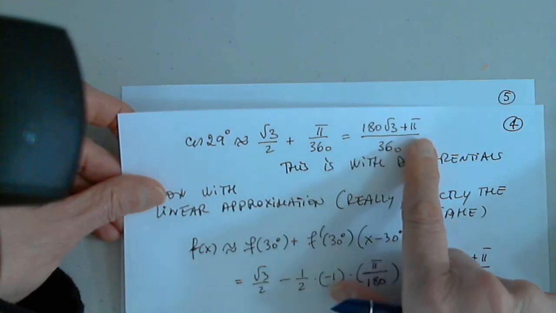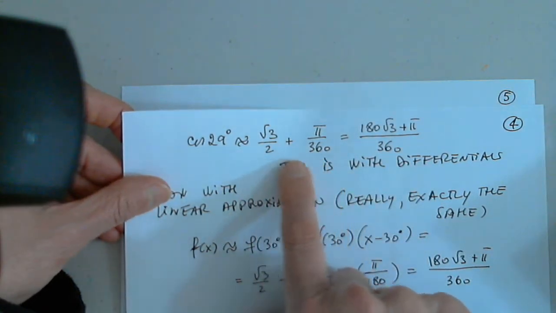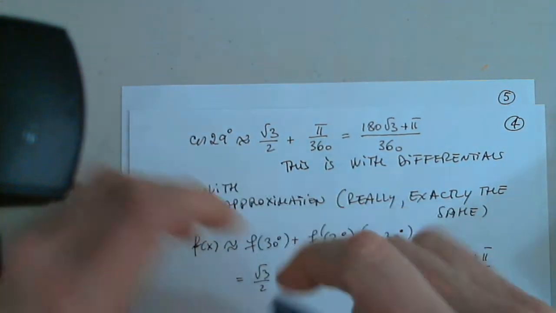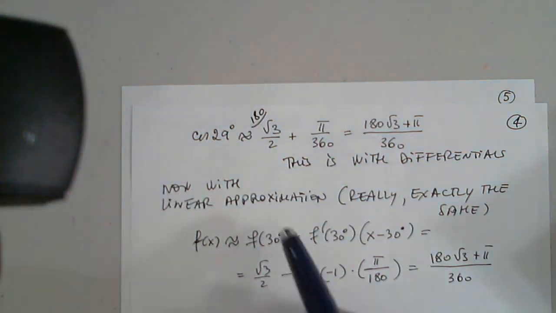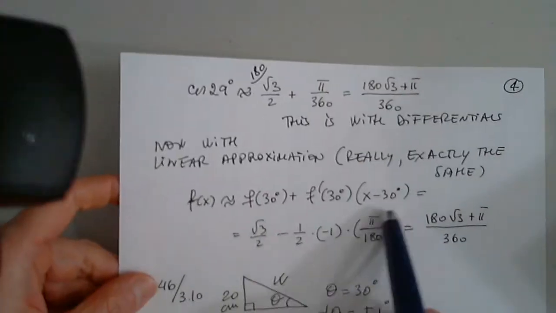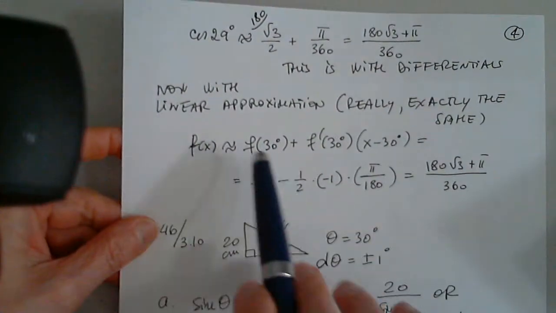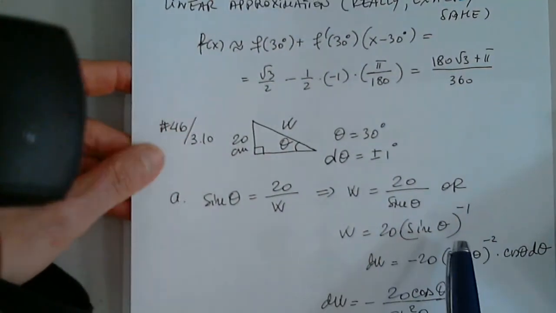That gives us the square root of 3 plus pi over 360, when the least common denominator is 360, and I need to multiply this by 180. And exactly the same steps, exactly the same numbers, everything the same with the linear approximation.